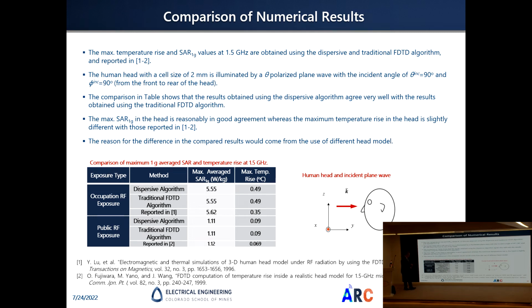The level of excitation also depends on 2 types of person. One person in the tower closer to the station, and one person on the street, for example, exposed by the radiation from the cell tower. That differentiates between public exposure and occupational exposure.